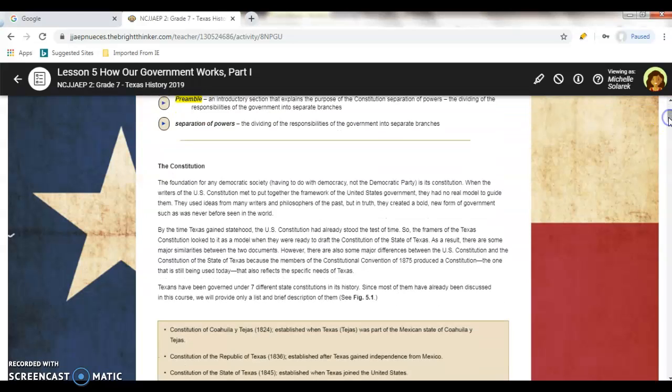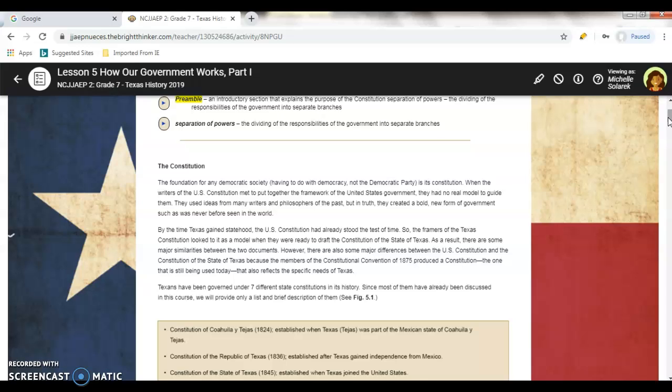So, starting with the first part, the Constitution. The foundation of any democratic society is its Constitution. When the writers of the U.S. Constitution met to put together the framework of the United States government, they had no real model to guide them. They used the ideas from many writers and philosophers of the past, but in truth they created a bold, new form of government such as was never seen before in the world.